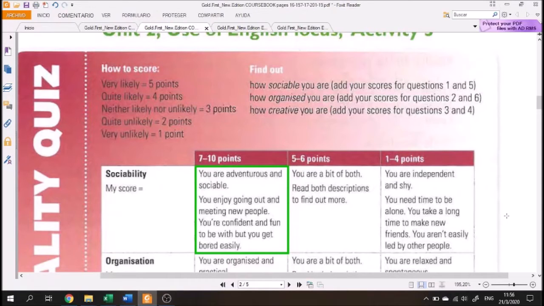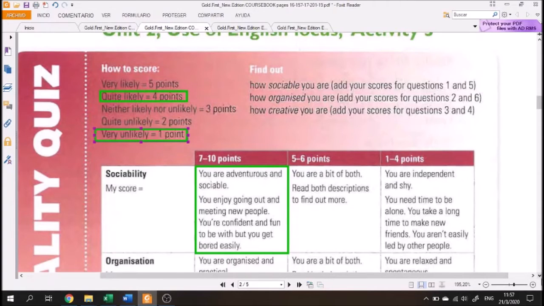Okay, how organized you are. Well, I don't need a quiz to tell me that. I know how organized I am. For this, you add scores for question 2 and question 6. For question 2, I chose quite likely. And question 6, I got very likely. So 5 points.